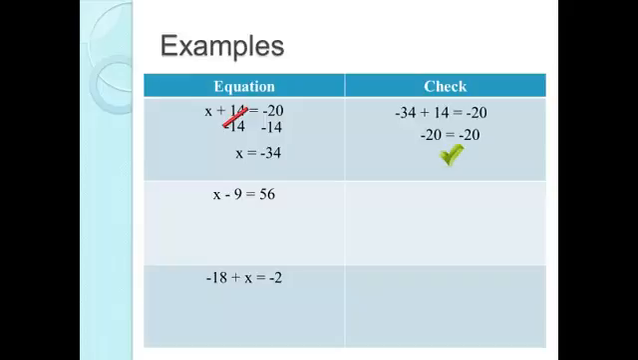In the second equation, the negative 9 is preventing x from being isolated. Remember, we have to add the opposite of negative 9 to both sides, so we will add a positive 9 to both sides. On the left-hand side, negative 9 and positive 9 cancel each other. On the right-hand side, 56 plus 9 is 65, so we now have x equals 65.